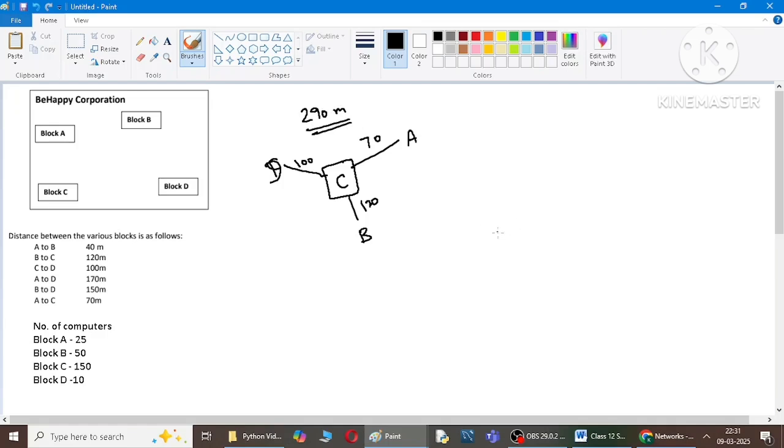The next type of topology is the bus topology. Bus topology should be drawn with the least distance first. So which is the least distance? 40. So A to B should be connected this way. The length is 40. Now what is left out? C and D. So find out which is the least one. 70, A to C is 70. What is left out? D. D to C is 100. So I will draw D here and connect it with 100. Now count the length. 100 plus 70, 170, 210 meters.